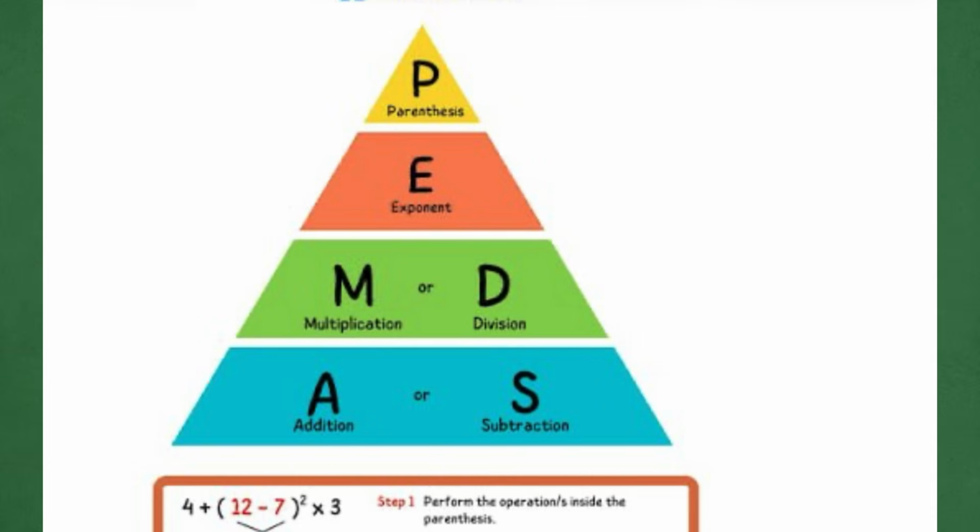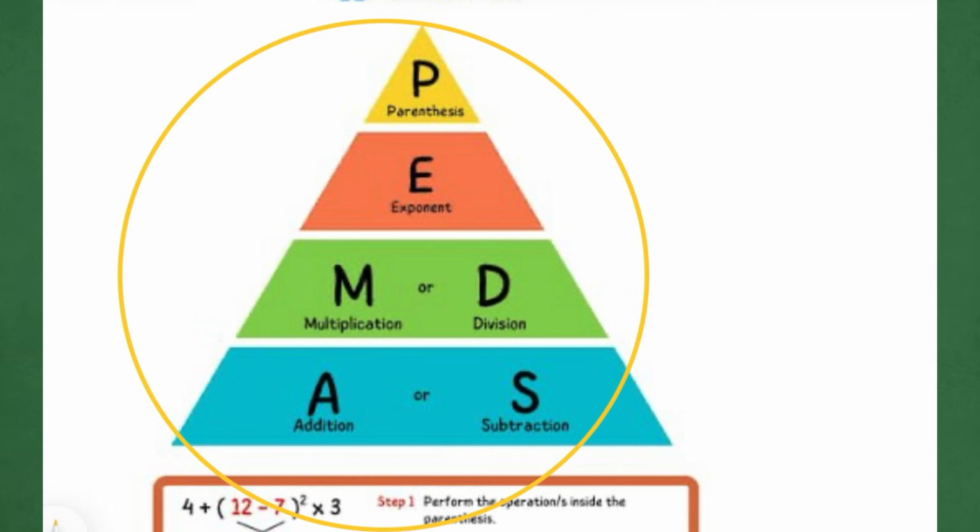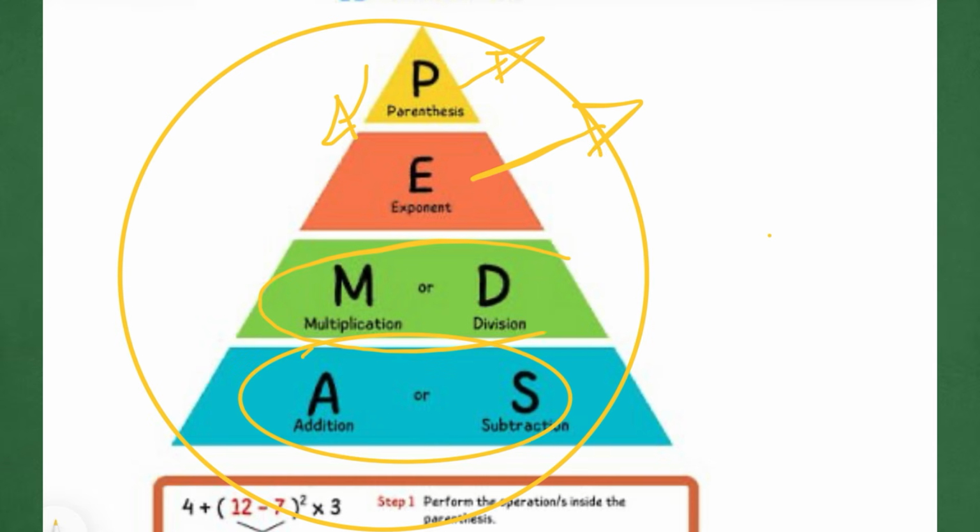Let's picture this as a pyramid, because that makes it stick. At the very top of the pyramid is parentheses. That's priority 1, the first thing you always solve. Moving down, the next level is exponents, priority 2. Below that is multiplication and division together, sharing priority 3. And at the very bottom is addition and subtraction, sharing priority 4. Parentheses first, then exponents, then multiplication and division, then addition and subtraction. Top to bottom, every time.